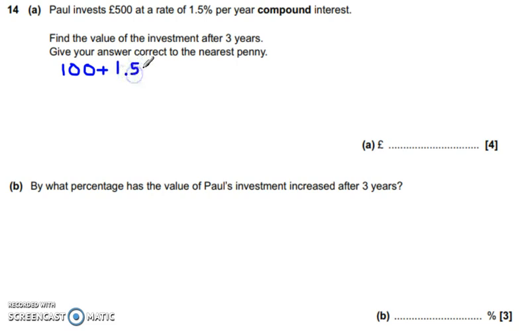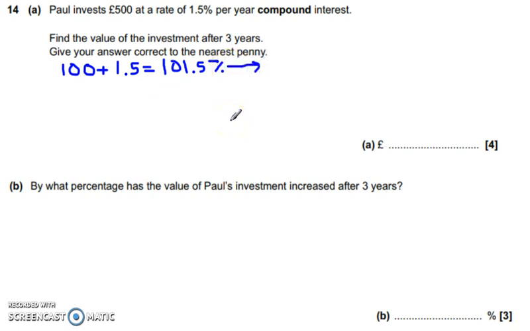So 100 plus 1.5 gives us 101.5%. Oh, that should be a percent sign. Sorry. Now that's all really good, except we need to turn that into a decimal so we can use it with our calculator.